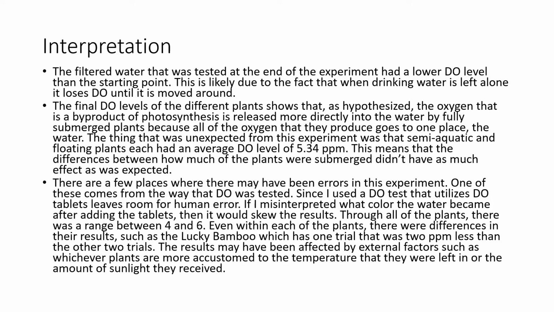Through all of the plants, there was a range between 4 and 6 ppm. Even within each of the plants, there are differences in their results, such as the Lucky Bamboo, which had one trial that was 2 ppm less than the other 2 trials. These results may have been affected by external factors, such as whichever plants are more accustomed to the temperature that they were left in, or the amount of sunlight that they received being better suited for their environment.